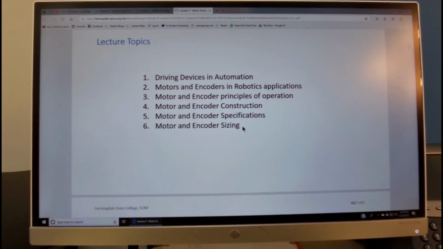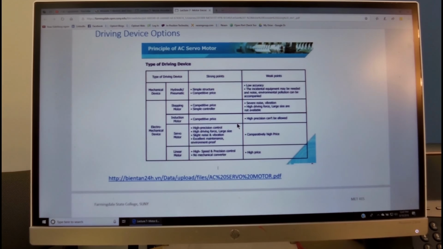jobs that young engineers do when they get into the automation business is they start with quite a few applications where motor and encoder as well as actuators and grippers have to be sized. This discussion will focus on motors and encoders.